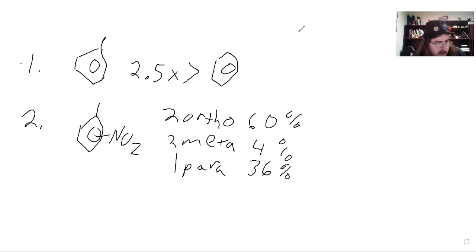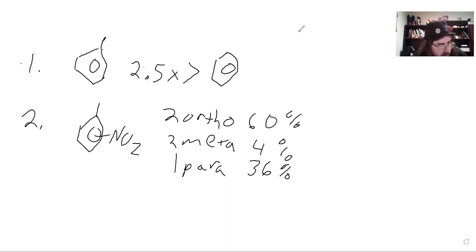So there is something else going on here, and that is a methyl group, in this case for our toluene, is what we call an ortho-para director, meaning it's going to push any substitution preferably onto the ortho and para positions. Does that mean we do not get any meta? No. But it does mean meta is highly disfavored.